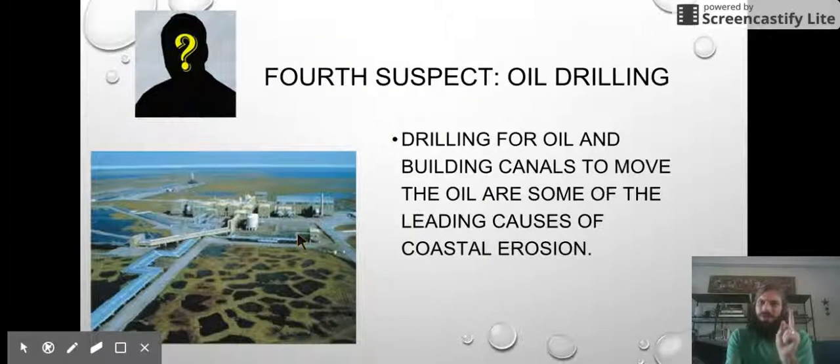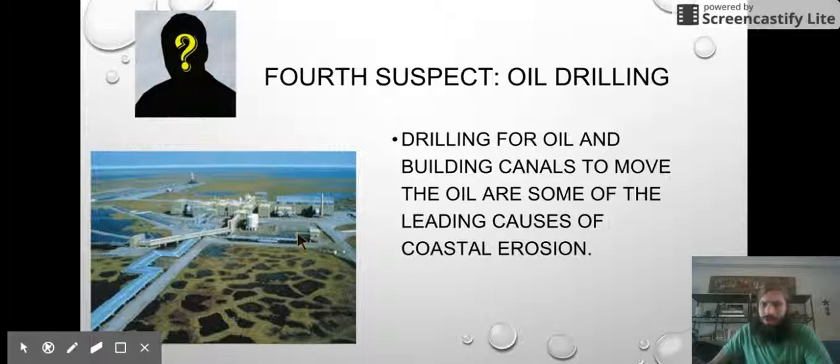The fourth suspect is oil drilling. Now remember, this is completely caused by humans. Drilling for oil and building the canals to move the oil are some of the leading causes of coastal erosion. All that drilling and cutting into the land weakens the land, and it can just drift away and wash away when another storm comes.